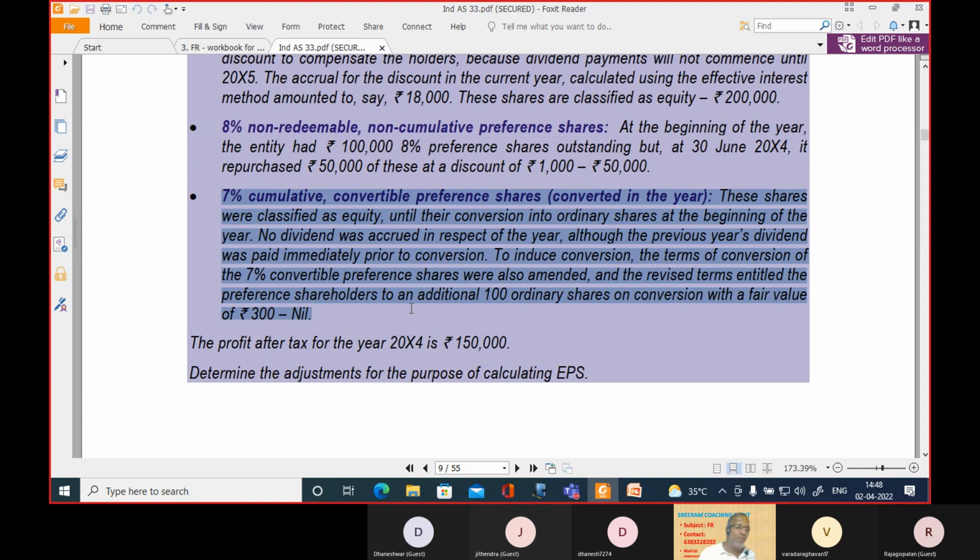So this portion, for which no dividend is accrued during the current period, has no impact as far as profit after taxation is concerned. So the figure of 1,50,000 from which 17,000 has got to be deducted, and 1,33,000 is the profit attributable to equity shareholders. They have not given us anything regarding the weighted average number of equity shares, and they simply wanted to find out the adjustments to be made in the computation of EPS.